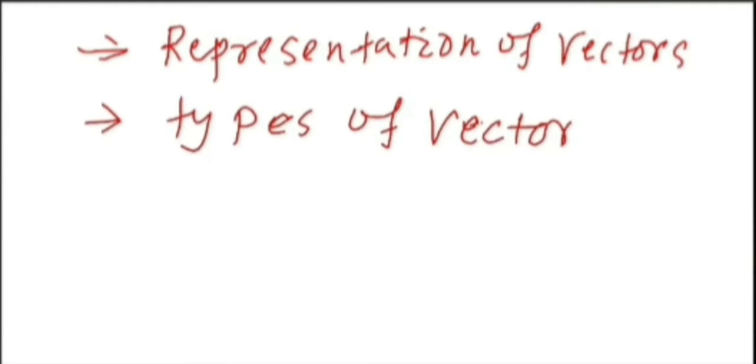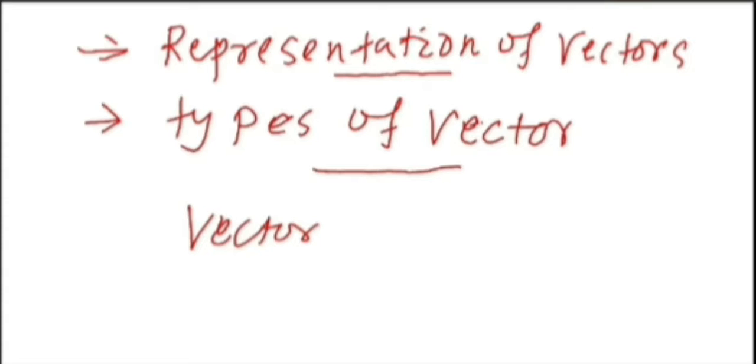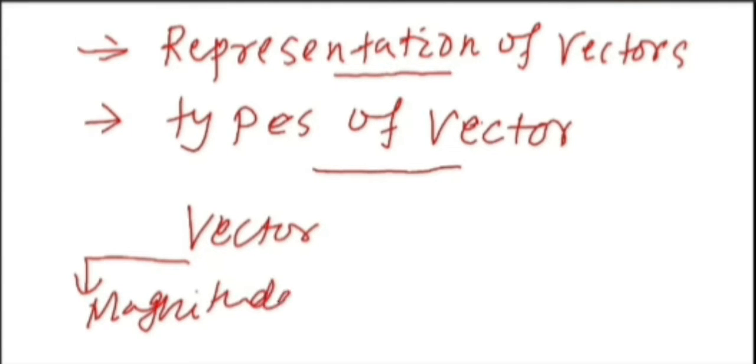Hello everyone, in this video we will discuss representation of vectors and types of vectors. A vector is a physical quantity which has both magnitude and direction, and it also follows the vector law of addition. Electric current is not a vector quantity, while it has both magnitude and direction, because it does not follow the vector law of addition. So the criteria for a vector: magnitude, direction, and it also follows the vector law of addition.